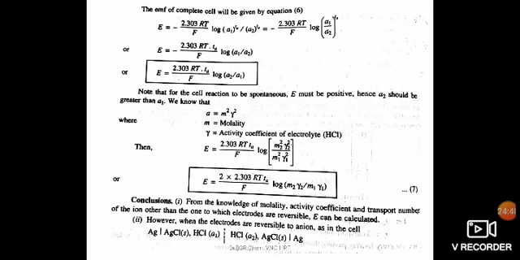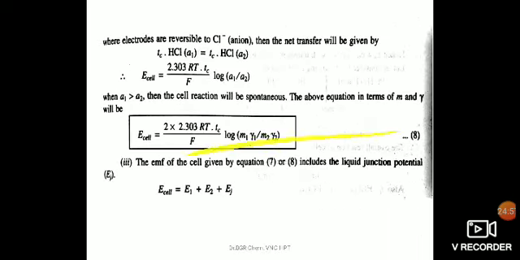Call that equation 7. Conclusions: from the knowledge of molality, activity coefficient and transport number of the ion other than the one to which the electrodes are reversible, E can be calculated. However, when the electrodes are reversible to an ion, as in the cell where electrodes are reversible to Cl minus ion, that equation can be modified. The net transfer will be given by Tc of HCl a1 equals Tc of HCl a2. Therefore, the EMF of the cell can be written as 2.303 RT into Tc by F into log of a1 by a2, where a1 is greater than a2. Then the cell reaction will be spontaneous.